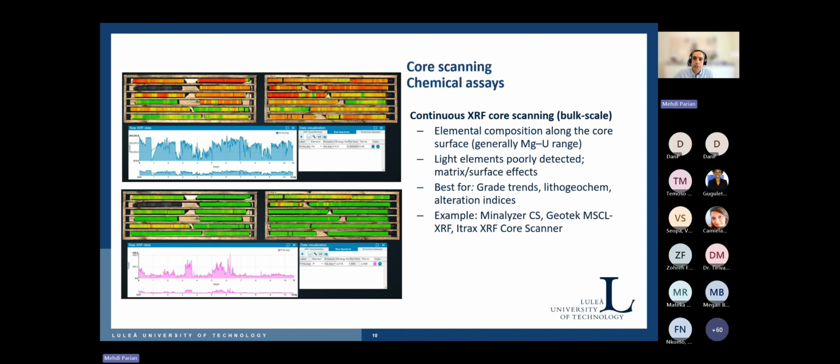It basically measures elemental concentration along the core surface, typically from magnesium to uranium, and with limited sensitivity for the lighter elements. The output data is continuous elemental logs or profile maps used for grade control, alteration indices, and confirming lithologies. It's fast and non-destructive, but it requires calibration, and surface roughness and moisture can affect the results.